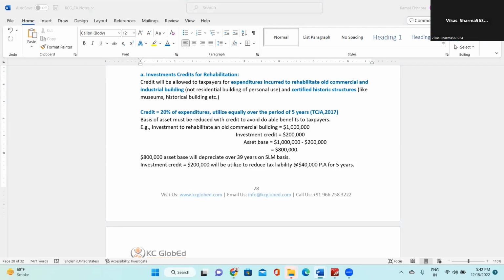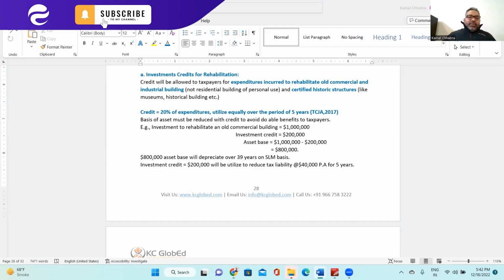Type of expenditure. What type of expenditure? Sir, the expenditures which are incurred to rehabilitate old commercial or industrial buildings as well as certified historic structures. So what are old commercial buildings and certified historic structures? Historical monuments, historical buildings, churches, temples, etc.